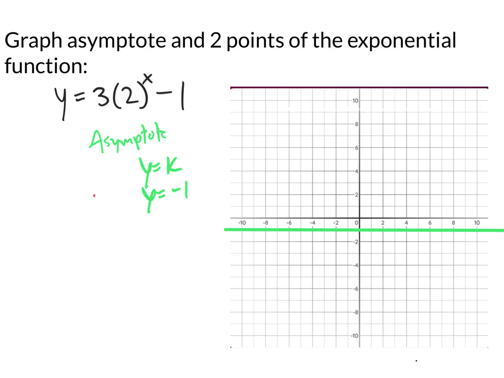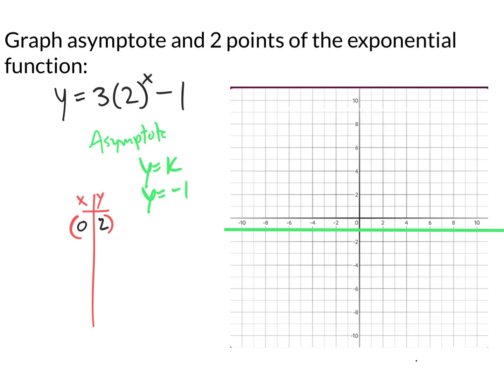So you could go to an XY table and you could plug in some pretty easy numbers. Like if you wanted the x-intercept, all you have to do is plug in 0 for x, okay? I'm sorry, the y-intercept. I keep saying x-intercept. If you want the y-intercept, if you want to know where it crosses the y-axis, all you have to do is plug in a 0 for x. So you plug in a 0 right there, and 2 to the 0 is 1, and 1 times 3 is 3, and 3 minus 1 is 2. So we now know that it has a point at 0, 2.